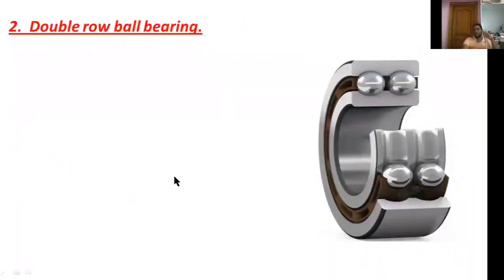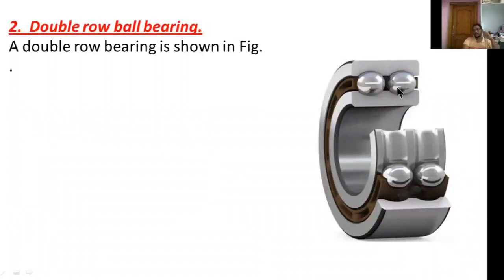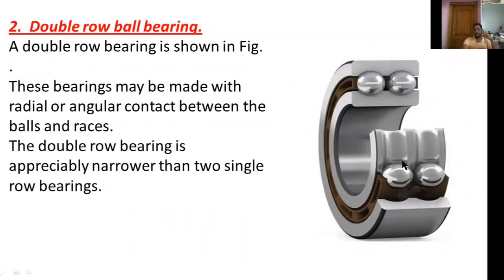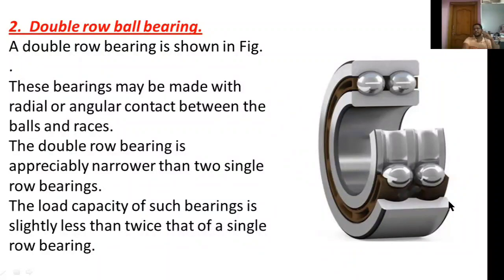Now double row ball bearings. In double row ball bearings we are using two rows. In the construction of a double row ball bearing we are using two symmetrical inner races and outer races. The double row ball bearing is shown here. These bearings may be made with radial or angular contact between the balls and races. The double row bearing is appreciably narrower than two single row bearings. The load capacity of such bearings is slightly less than twice that of a single row bearing.